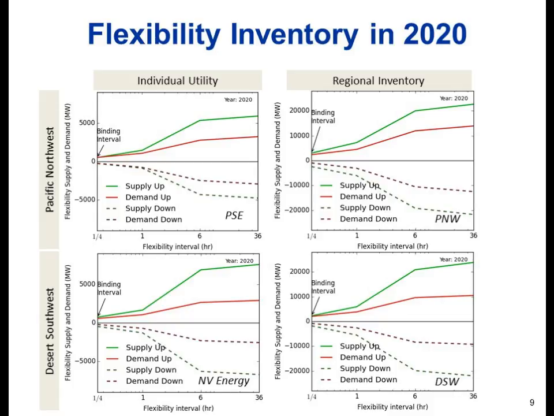So those are kind of the two approaches: one working with utilities, and the second would be building off of this work from ISO New England.